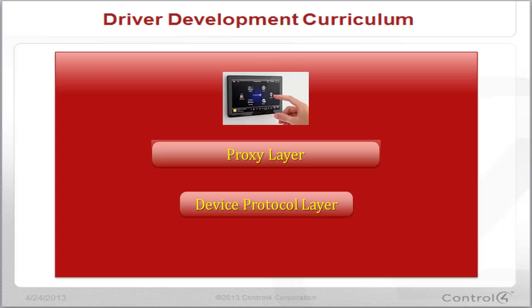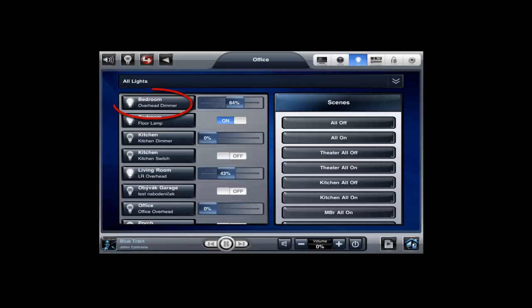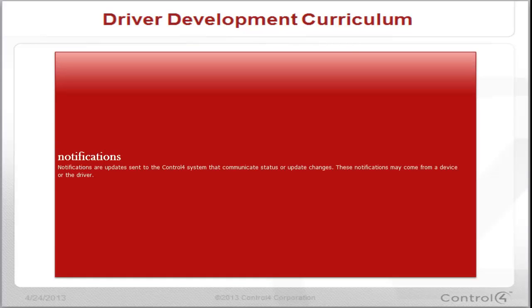For example, when a user touches the light on icon on a touchscreen, the on command is sent to the light. The light then will notify the UI that the command was received and executed by delivering an on message, resulting in the light display changing on the UI. We call these messages proxy notifications. Proxy notifications are updates sent to the Control4 system that communicate status or update changes.